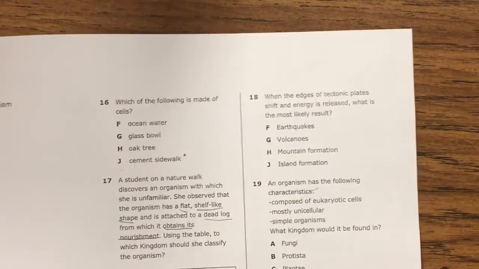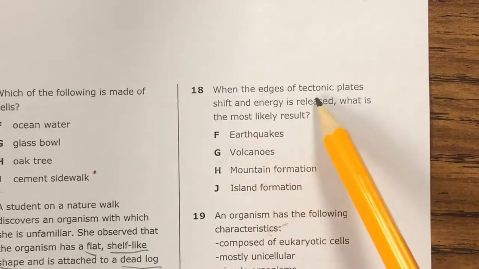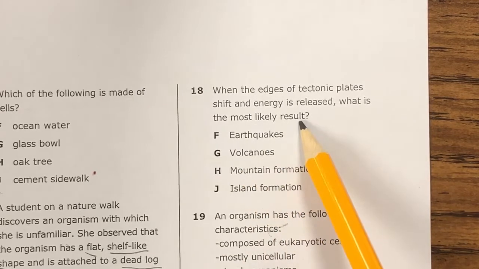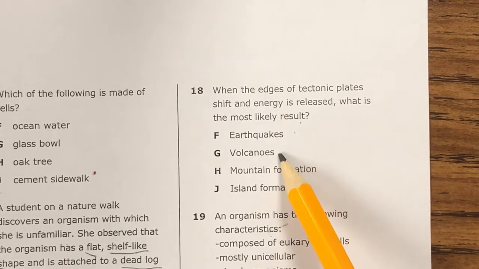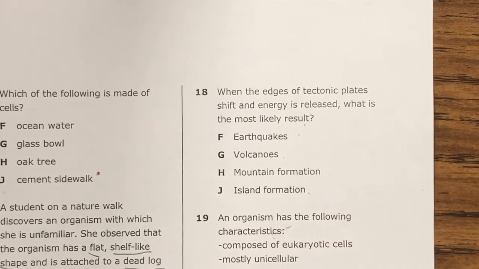Number 18. When the edges of tectonic plates shift and energy is released, what's the most likely result? Do you get F, earthquakes, G, volcanoes, H, mountains forming, or J, an island forming?